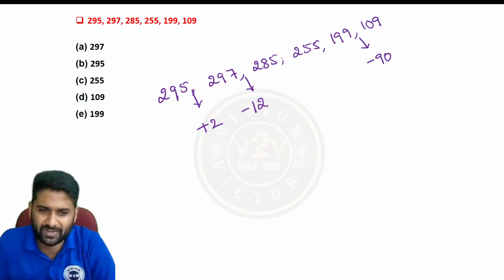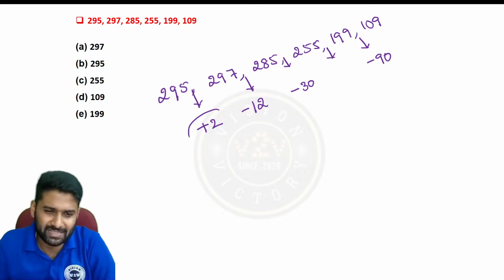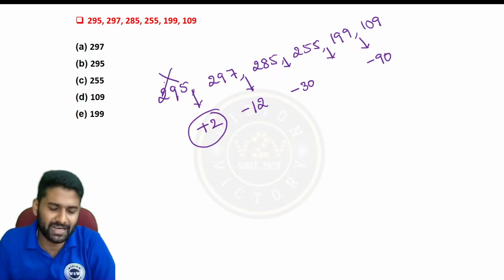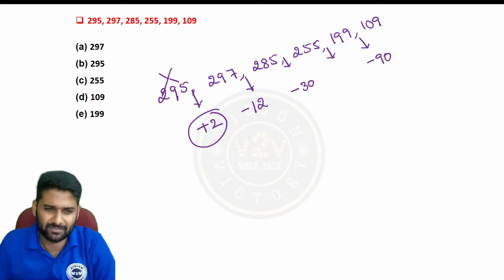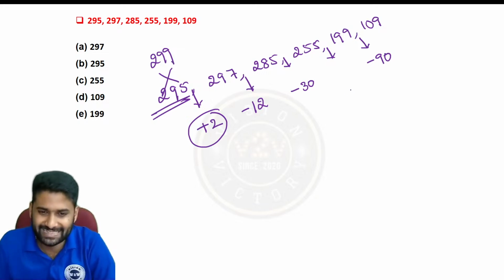Okay, on to the next one. Again, see, it is decreasing 30 units. Again here, decreasing, guys. So we can say that we cannot increase the number. 295 is the wrong answer. Definitely instead of 295, we need 299. Why? Because all the numbers decrease.